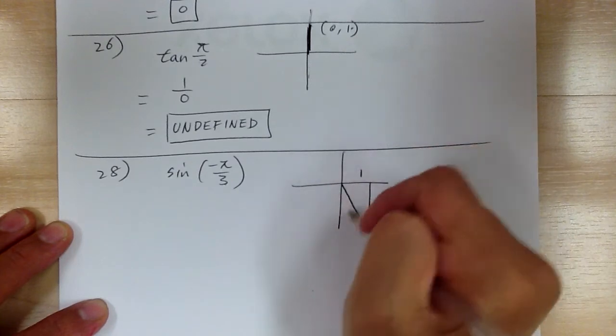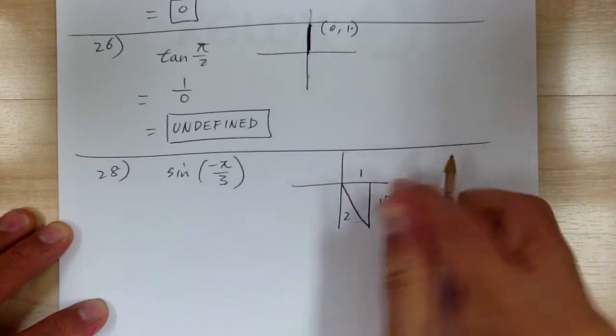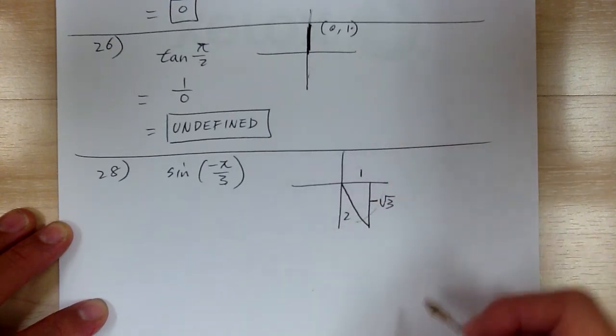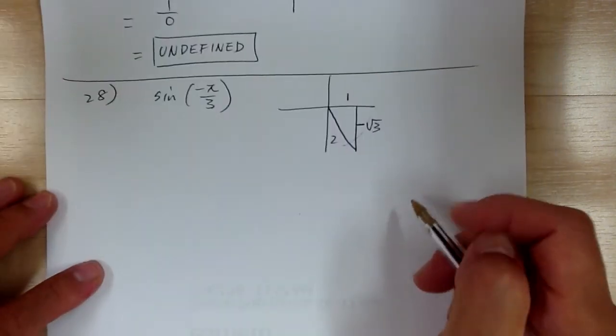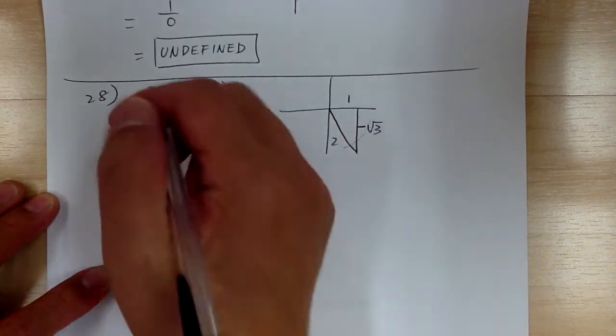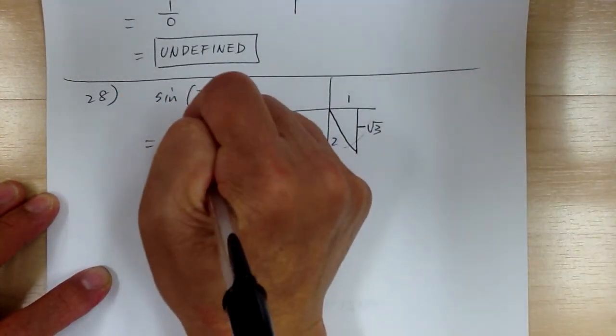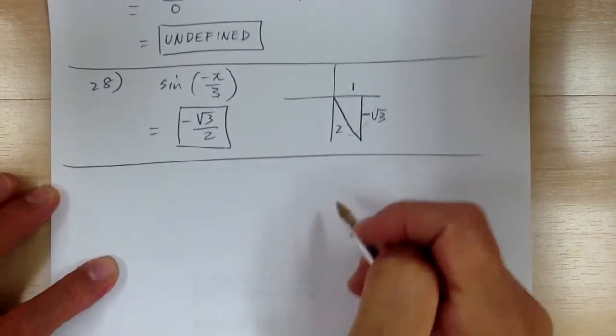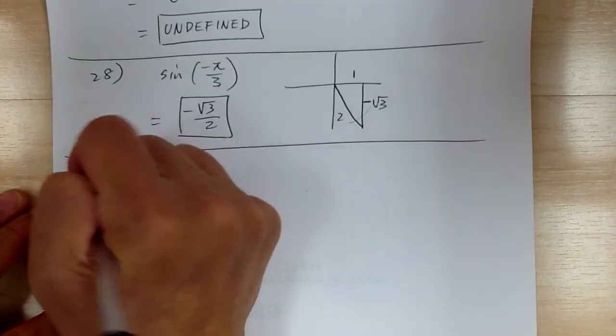And so this is 1, 2, square root of 3. Write your number first, then you have to keep track of the sign. This is a negative right over here. So sine of that is vertical over hypotenuse, so this will equal negative square root of 3 over 2. Okay, let's go to number 30.